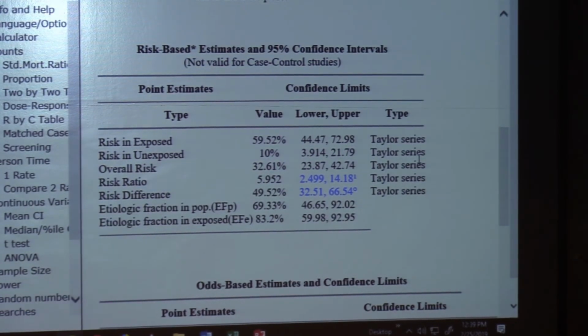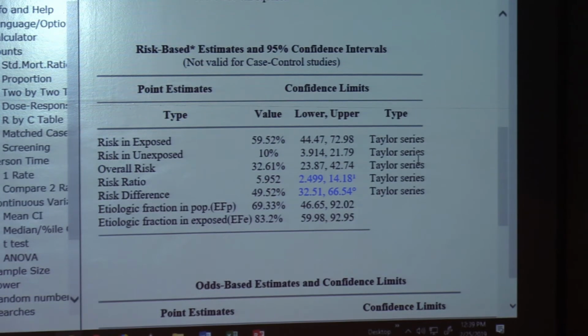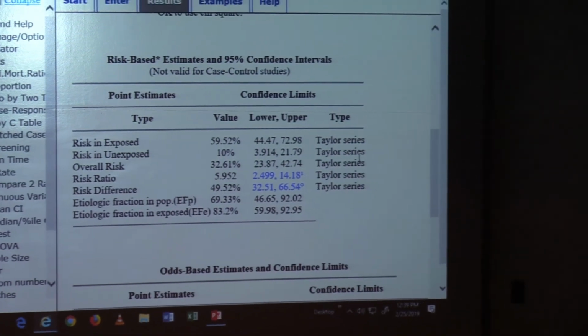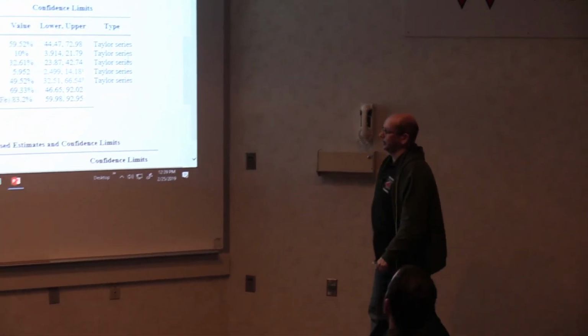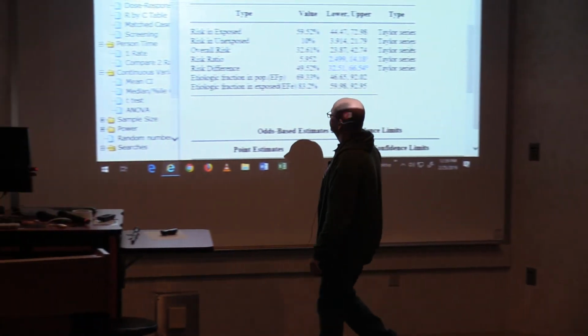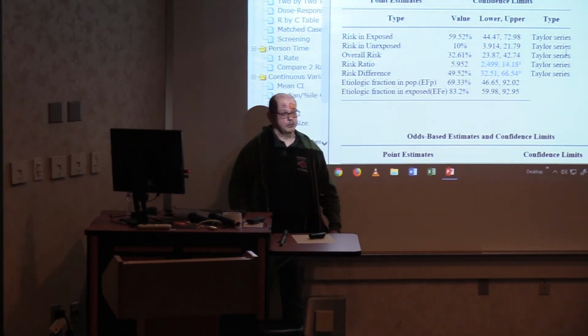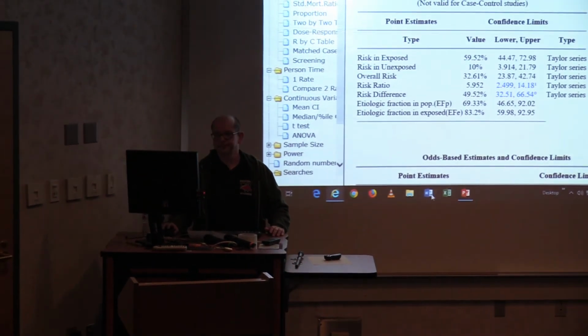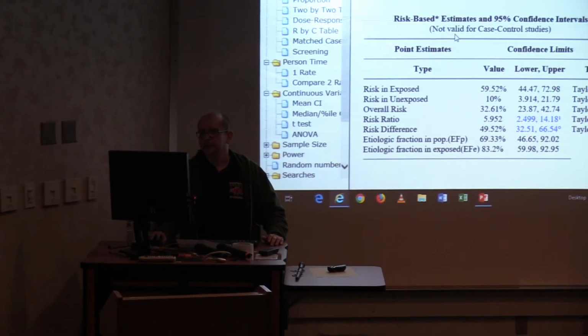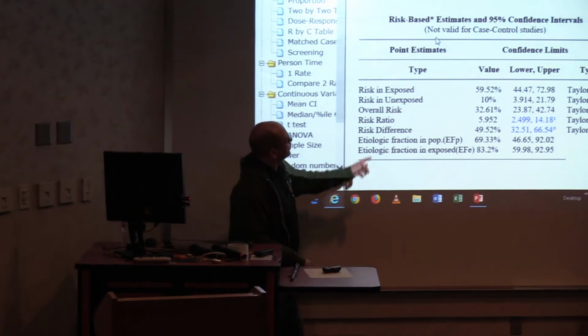There are other things that you can look at. You can look at the risk in the exposed group. That's the probability of developing symptoms or getting infected in the exposed group. You can look at the overall risk, the risk difference. The risk difference is just the difference between the risk in the two groups.